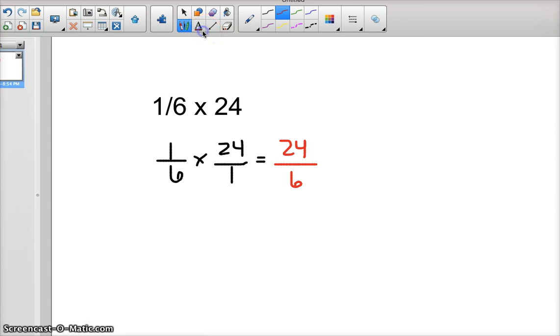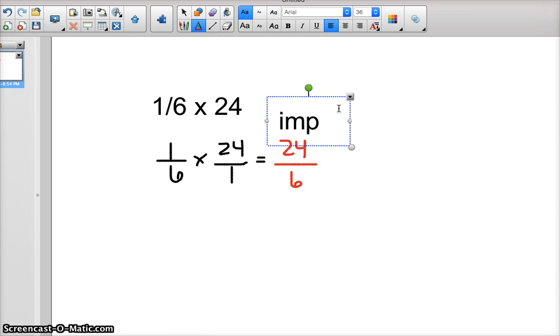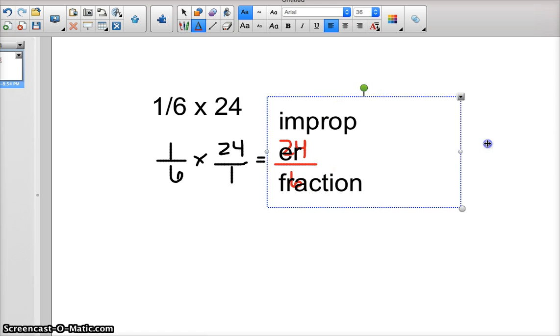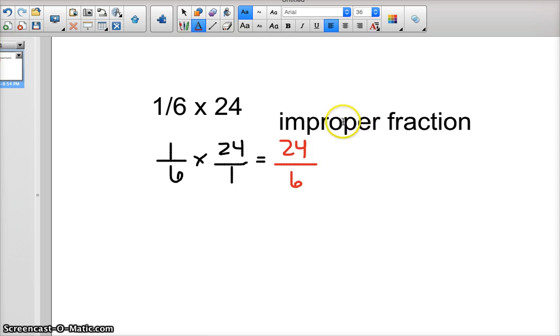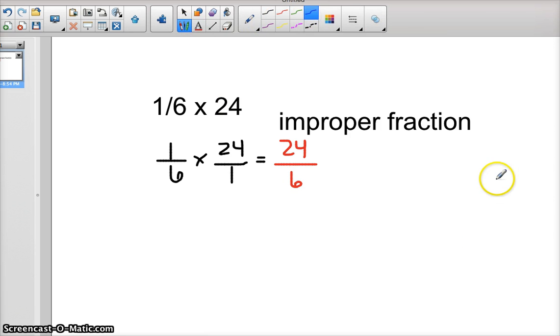But we know that this type of fraction is called an improper fraction. And we know that when we have an improper fraction, we have to change this to a mixed number. So what makes this fraction improper is the fact that this top number is bigger than the bottom. So what we're going to do is create a division sentence in our mind. This is what I'm thinking right now when I need to convert this improper fraction to a mixed number. I'm thinking 24 divided by 6.